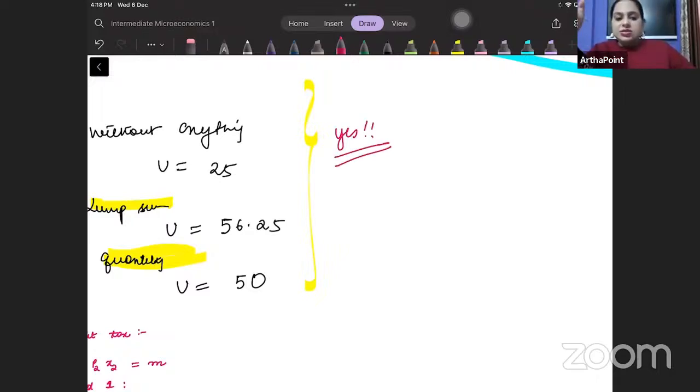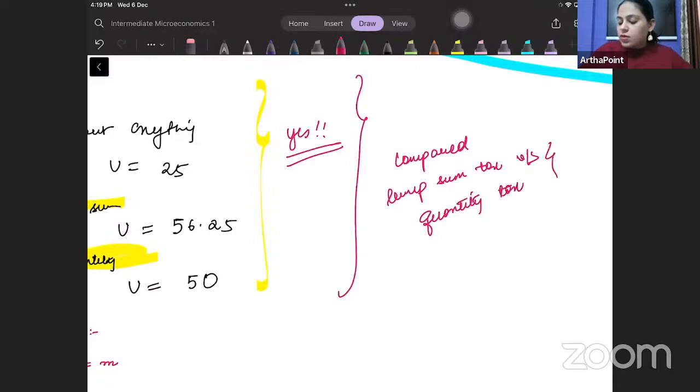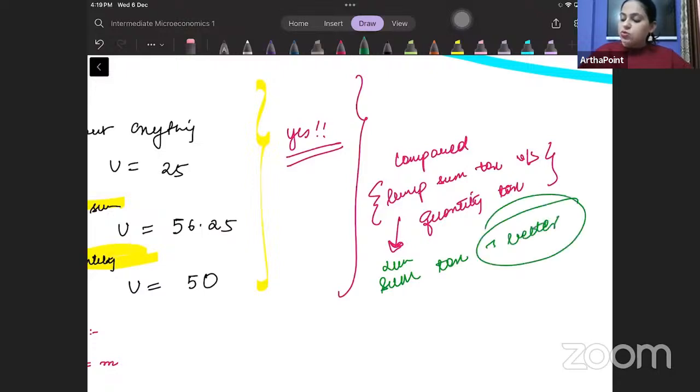We have done the analysis of this in our lecture. There was an analysis where we compared lump sum tax versus quantity tax. Beta, we have done this in our class. After comparing lump sum tax with quantity tax, we came to the conclusion that lump sum tax is better. What reason did we give? Why did we say beta that lump sum tax is better? Because there is no distortion.